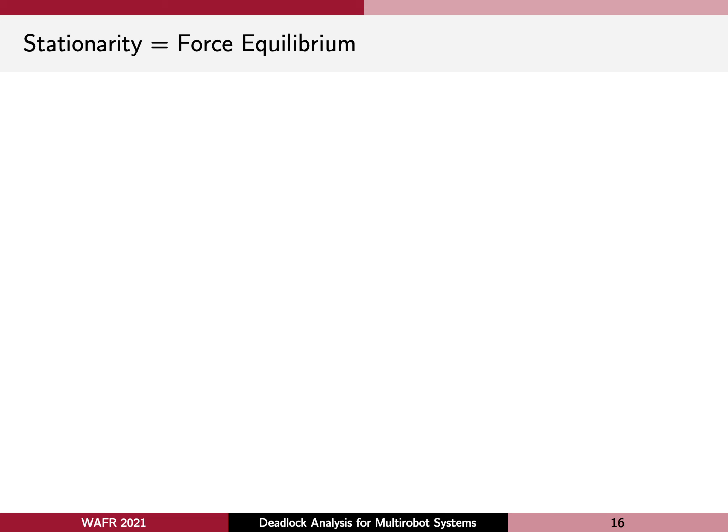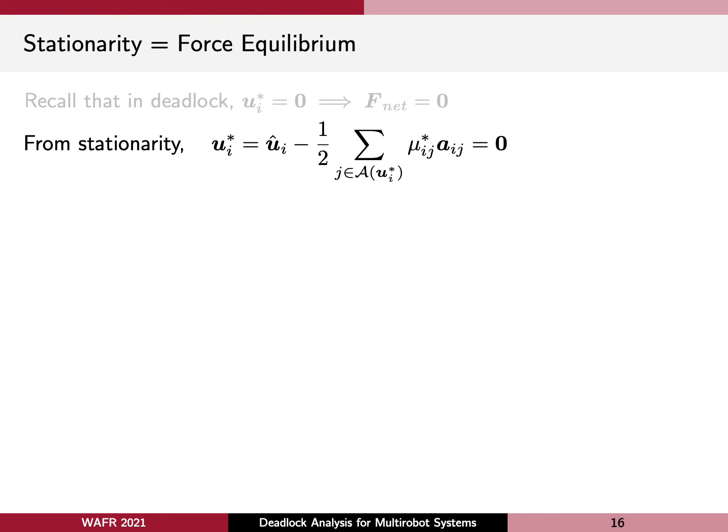Okay, so recall that when a robot is in deadlock, its optimal control, that is the acceleration input, is 0. This means that the net force on the robot is also 0, so it is in static equilibrium. Now, if that is the case, then there must be a balance of forces at play. And indeed, that is true. From the first KKT condition of stationarity, the net acceleration ui star is the sum of ui hat and this other term, and all of these add to 0.